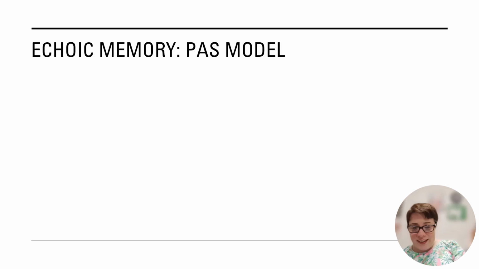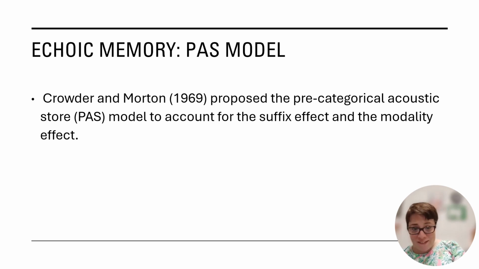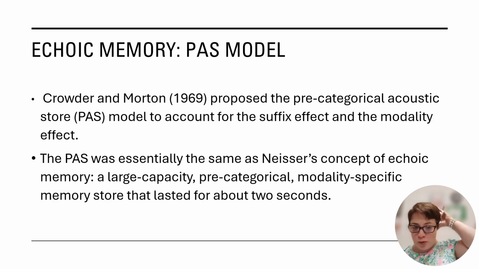And similarly here, just to reiterate about the PASS model. The PASS model was proposed by Crowder and Morton in 1969, and it basically was a model to account for the suffix effect and the modality effect. And it was basically the same as Neisser's concept for echoic memory. So it was a large capacity, pre-categorical, modality-specific memory store that lasted for about 2 seconds.